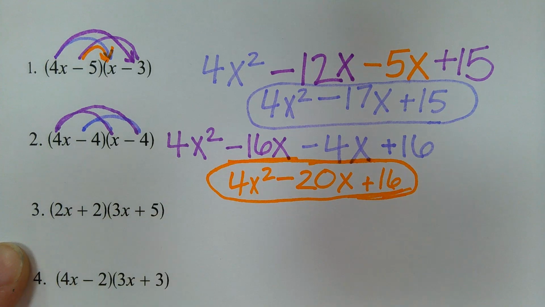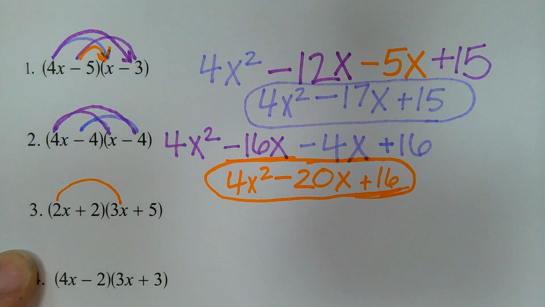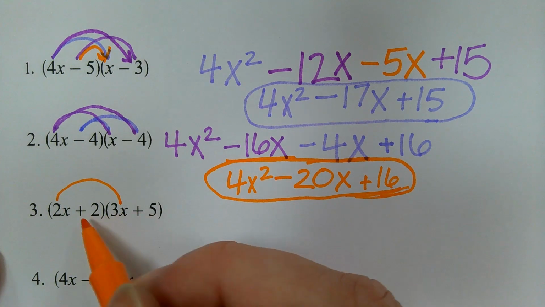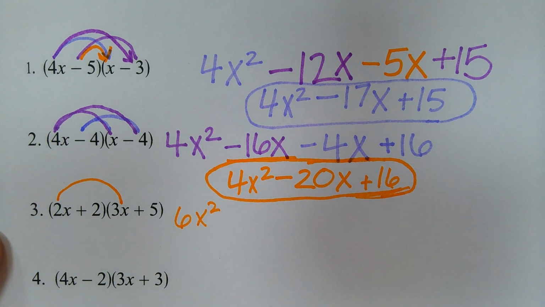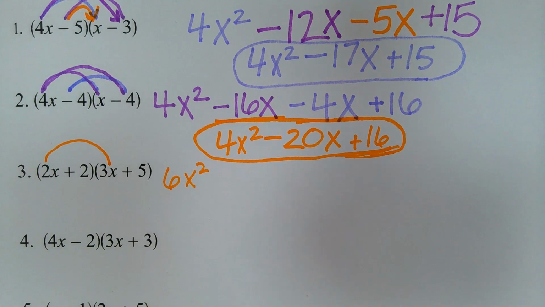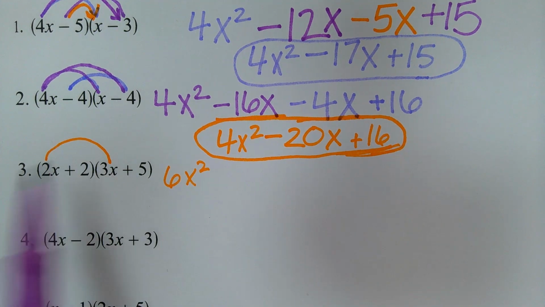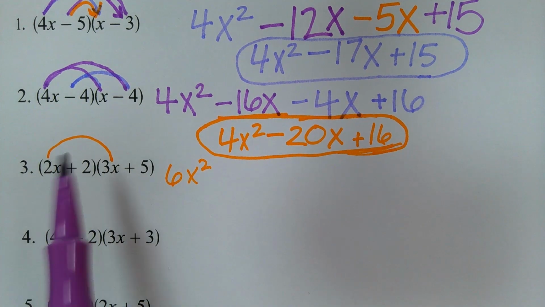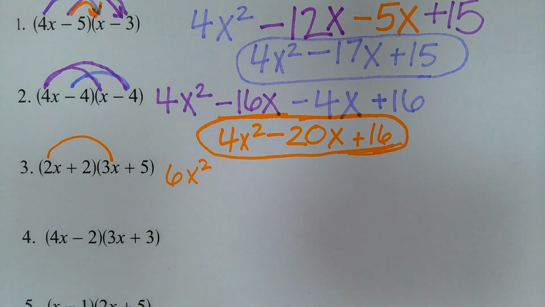Number 3, what are we doing? 2x times 3x. 2x times 3x is? Yeah, 2 times 3 is 6. x times x is x squared. Good. We're on the wrong column, my bad. Oh, yeah, we're on number 3. That's okay. So we did 2x times 3x to get 6x squared.